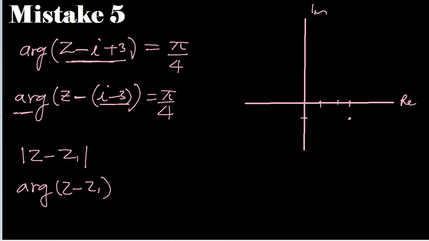So where is the actual point? Let me show you it with a different color now. It is positive i here, and minus 3 is real. Minus 3 is, suppose, here: 1, 2 and 3. This is the point where you have to draw the argument of pi over 4. This is the argument. Otherwise you would be drawing this wrongly, which is not acceptable at all.